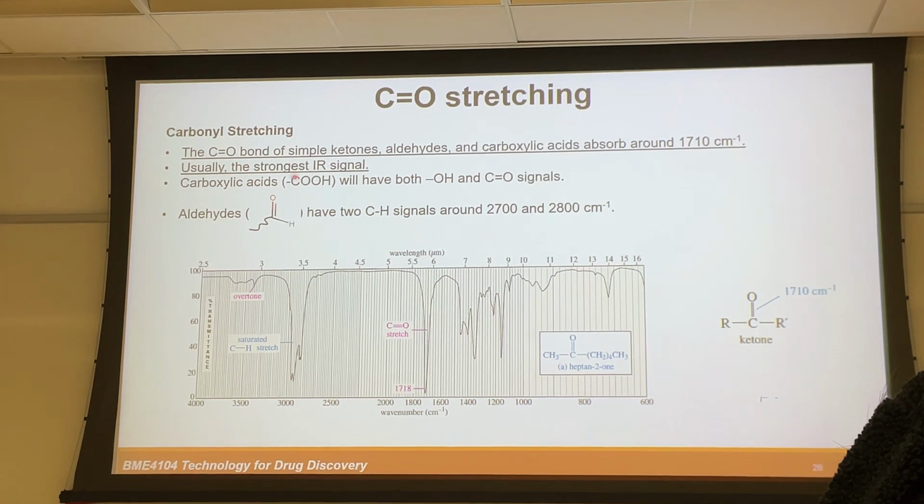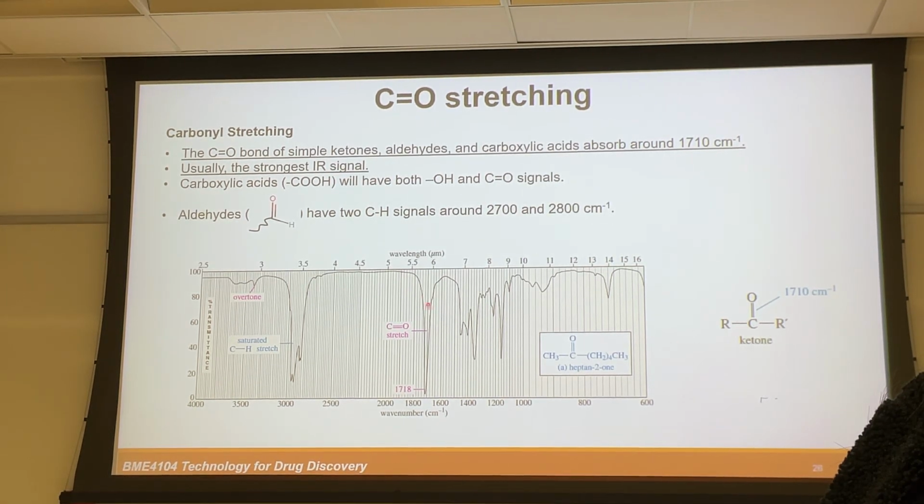number, and usually it's very, very strong. So you can see, as in this example here, it's 1718, so around 1710, and it's a very narrow and very sharp, very strong peak. So usually it's the strongest peak in the IR spectrum. So if you see a very narrow and strong peak around 1710, it's very likely that it's a carbonyl group.